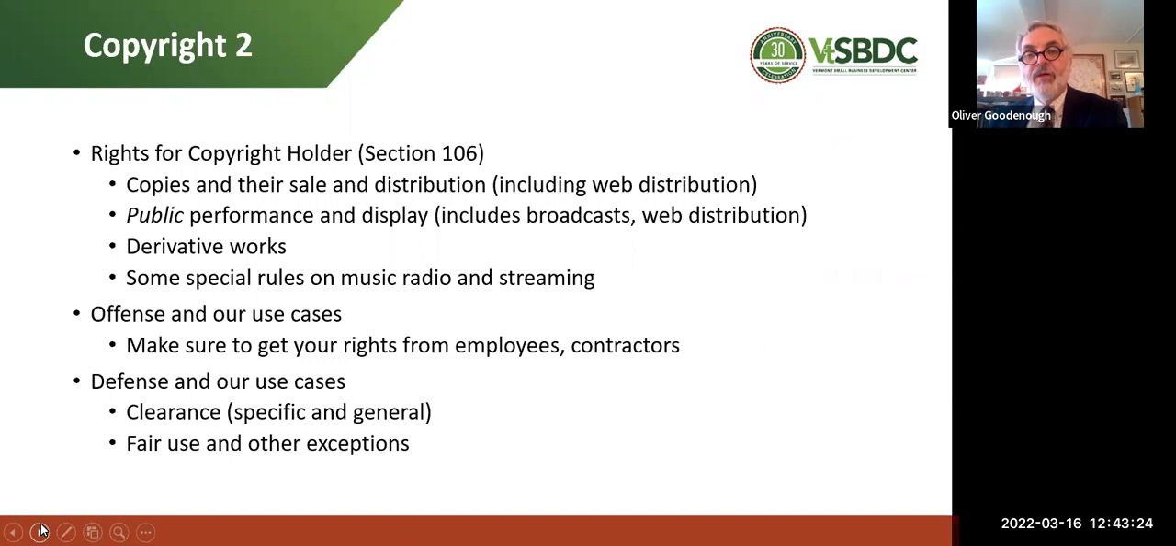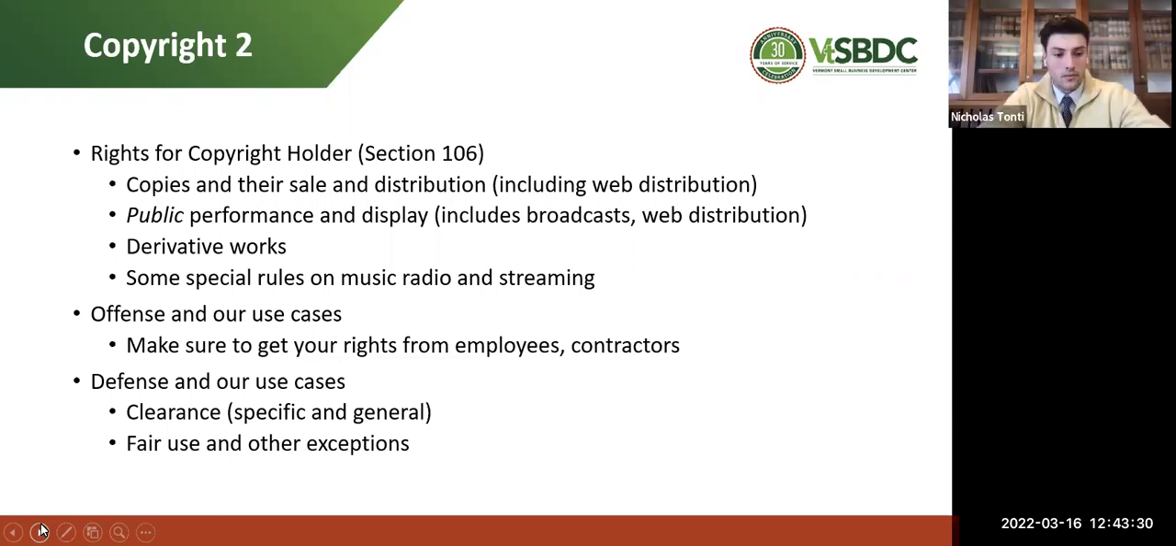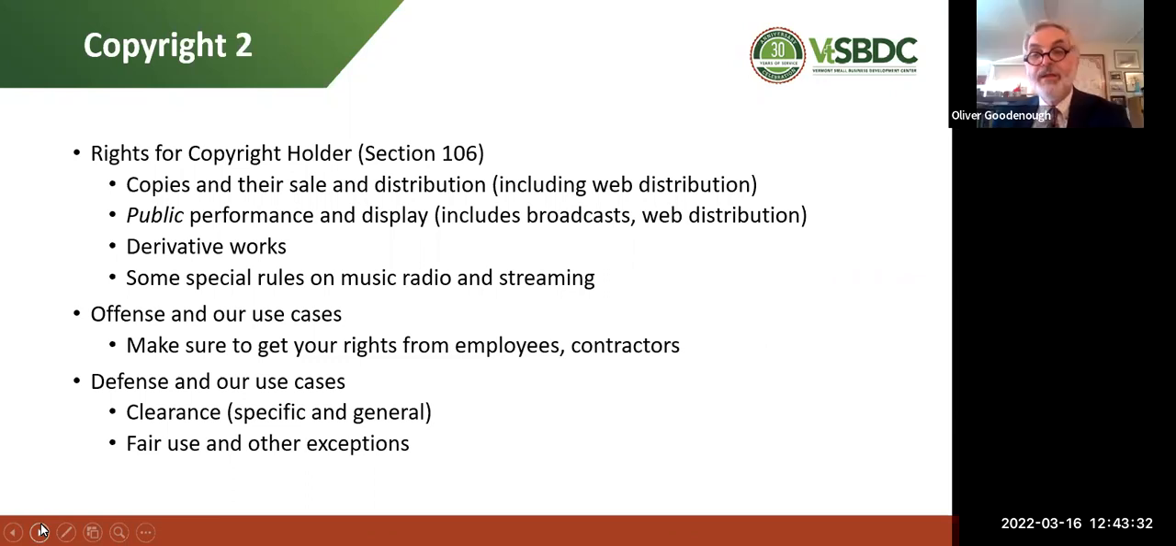Nicholas, in your retail business, how would you envision a retail business as having an offensive use, an ability to protect their own work?